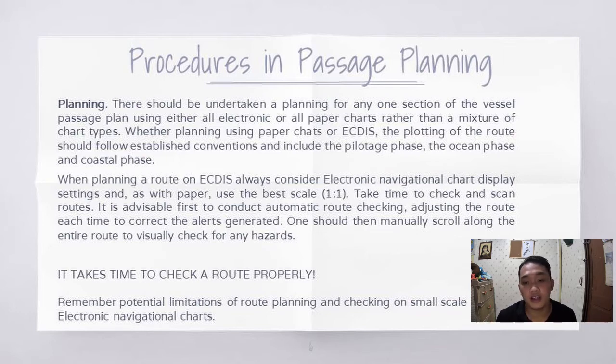It is also advisable first to check the alerts generated. One should then manually scroll along the entire route to visually check for any hazards. So take note, it takes time to check a route properly. Remember the potential limitations of route planning and checking on small-scale electronic navigational charts.